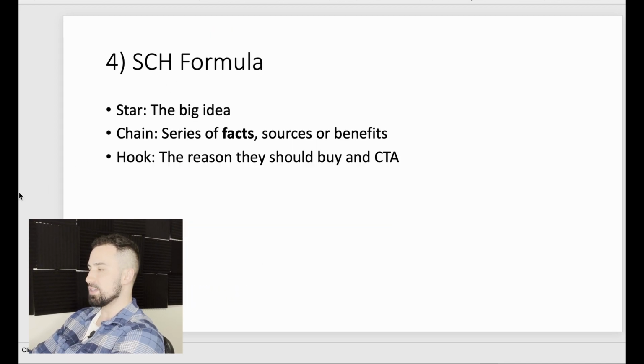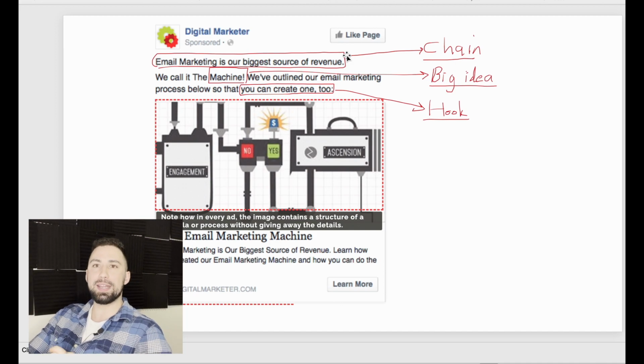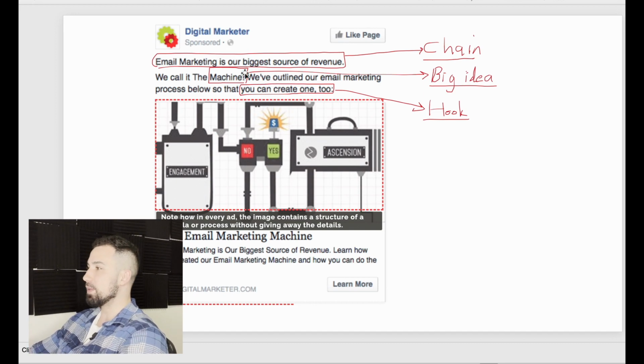So S, start, the big idea. Let's take a look. Email marketing is our biggest source of revenue. He's putting the fact out there, right? Putting the benefit and the fact. Or he could have said this. Email marketing has generated $1 billion in 2022 from Statista, putting out a fact. And then you put your big idea here. We call it the machine. Bam. It's the big idea.